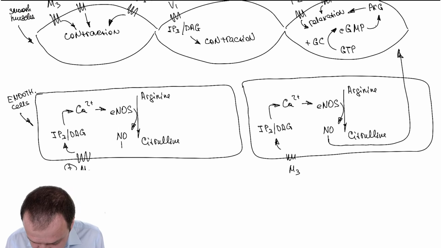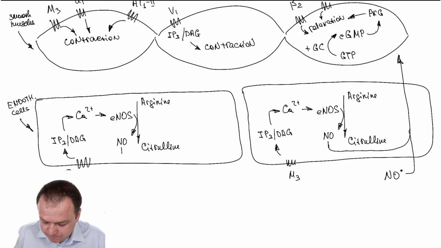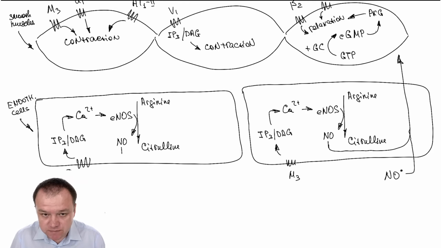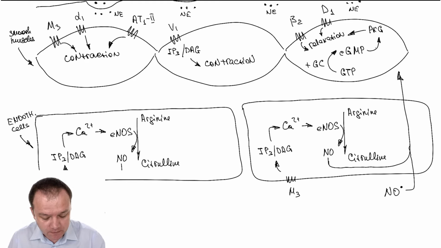Administration of exogenous donors of NO, like nitrates, has a similar pathway. But in this situation, nitrous oxide diffuses directly into the smooth muscle cells and causes vasodilation.